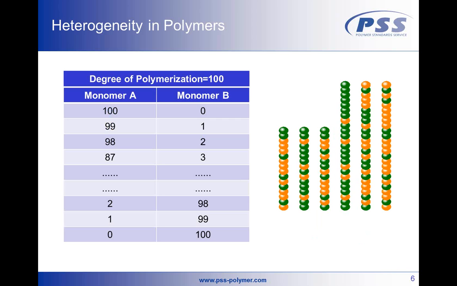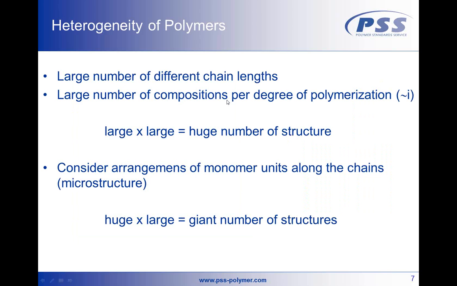What happens if you have a copolymer? Let us assume that you have a binary copolymer having a degree of polymerization of 100. Then you can have either 100 monomers of type A and 0 of type B. You can have 99 of type A, 1 of type B, and so forth. So in total, if you have a single degree of polymerization of 100, you have 100 different species. Again, if you take into account the different arrangements of the monomers in the chain, the number increases even more. So again, it's a huge number of different chains that you have to consider.